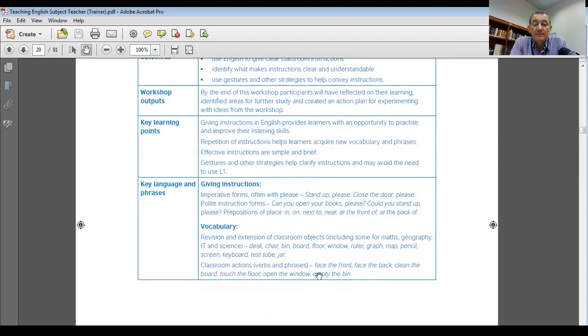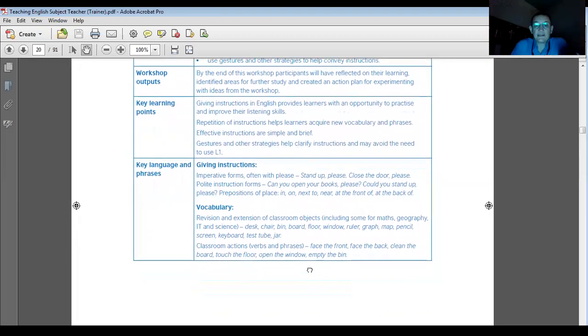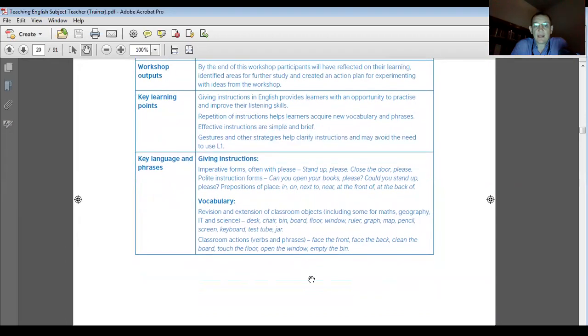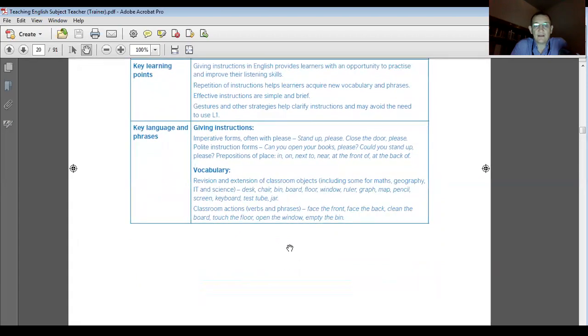You will also practice prepositions of place: in, on, next to, near, at, etc. And you will revise some classroom objects and also extend your knowledge of classroom objects. A lot of them will be familiar: desk, chair, bin, board. Others less so. So test tube is specifically for science teachers. Keyboard, screen, obviously talking about computers there.